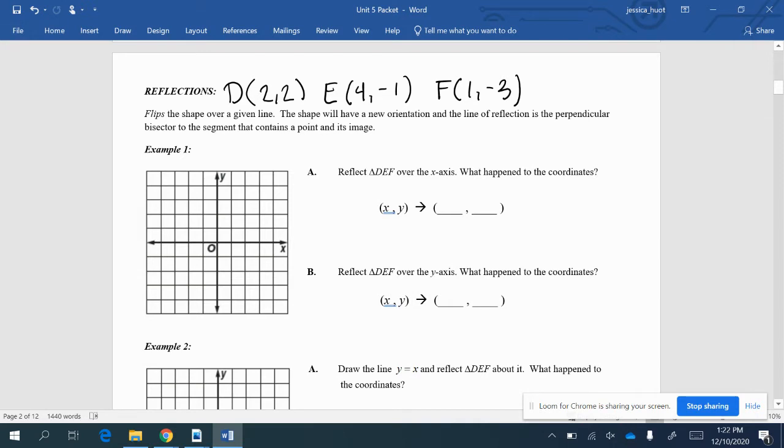So reflections flips the shape over a given line. The shape will have a new orientation, and the line of reflection is the perpendicular bisector to the segment that contains a point and its image. All right. So A, reflect triangle DEF over the axis. What happened to the coordinates?